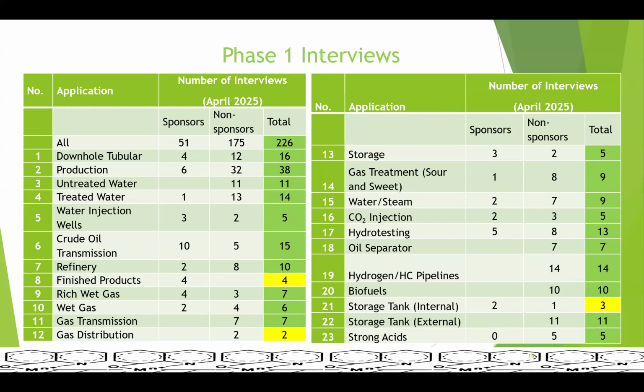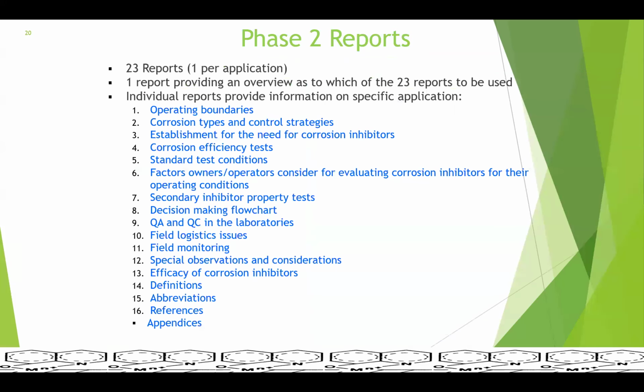As I said, 226 interviews were conducted. For some applications we had lots of inputs. For example, for production pipelines, 38 interviews were conducted. For some of the applications, we don't have sufficient data, and we are still continuing the interview process. Based on the interviews, in phase 2, we developed individual reports to talk about how to select, apply, and monitor corrosion inhibitors in the 23 applications.